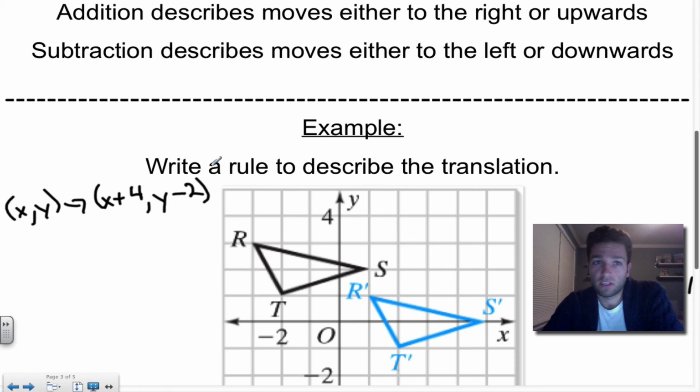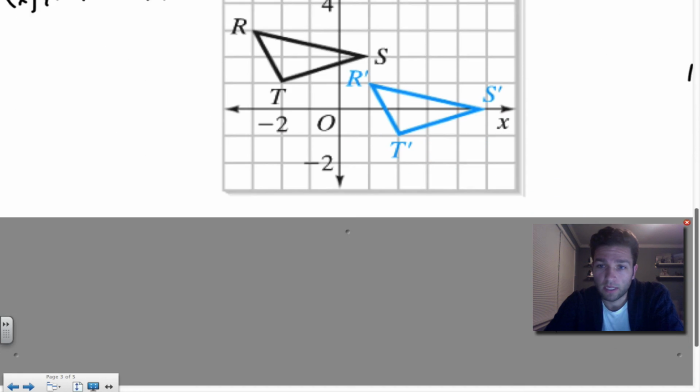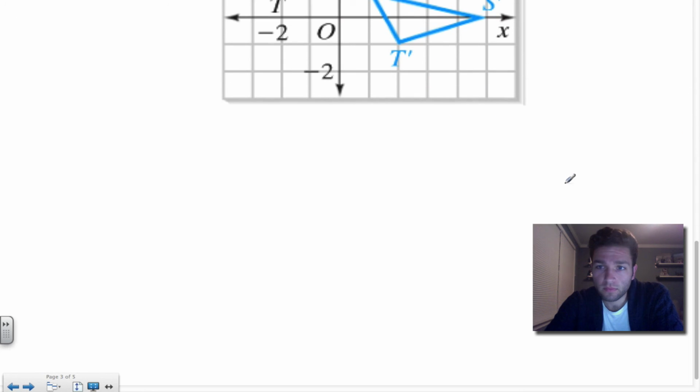So really the only trick is you have to remember that addition is to the right and up. Subtraction is to the left and down. And you can write a rule for pretty much any translation that you do. We'll do one more example. Maybe it's on the other page.